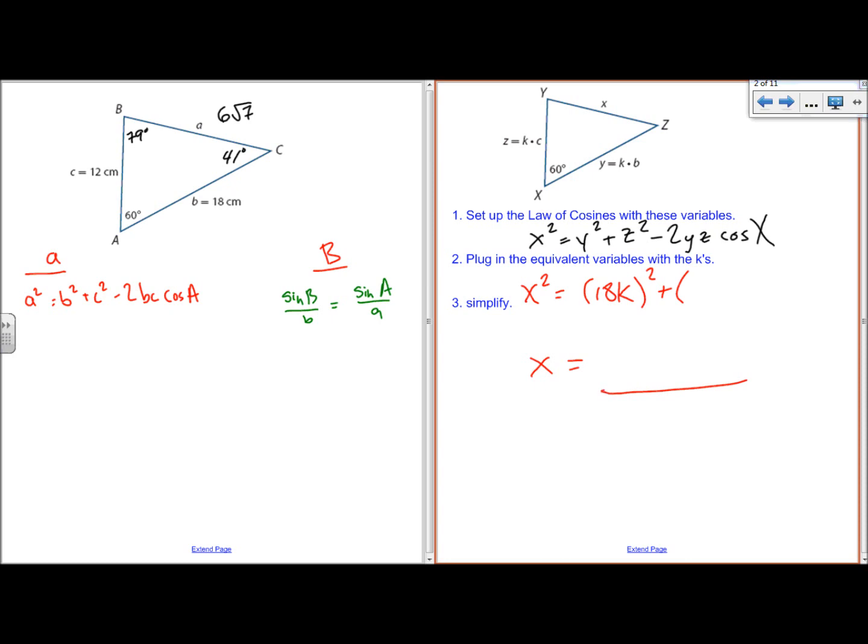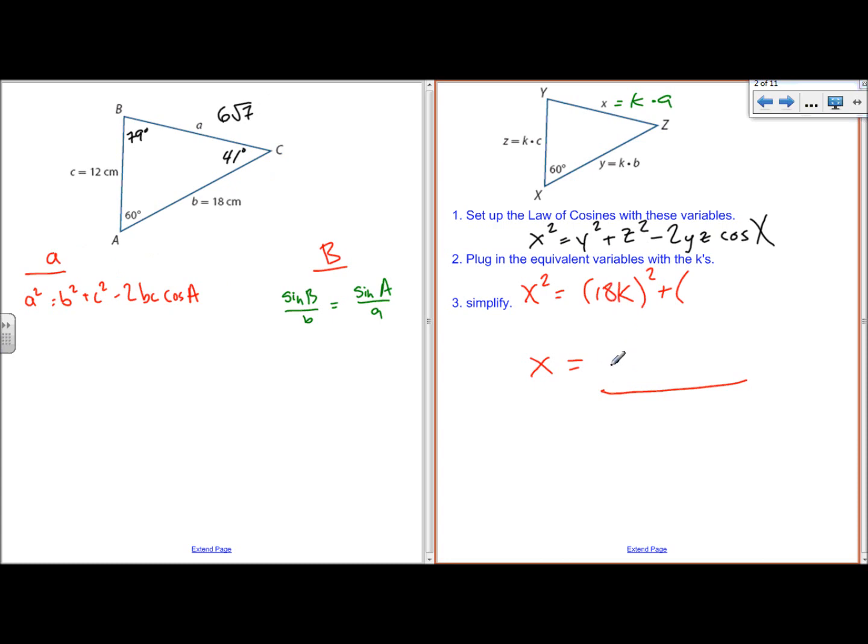Now, let's think about what would happen if we did this correctly. If this is C, this side should be KC. If this is B, this should be KB. Now, if this is my A, it should look like X equals K times A. Now, we found A over here to be 6 root 7.